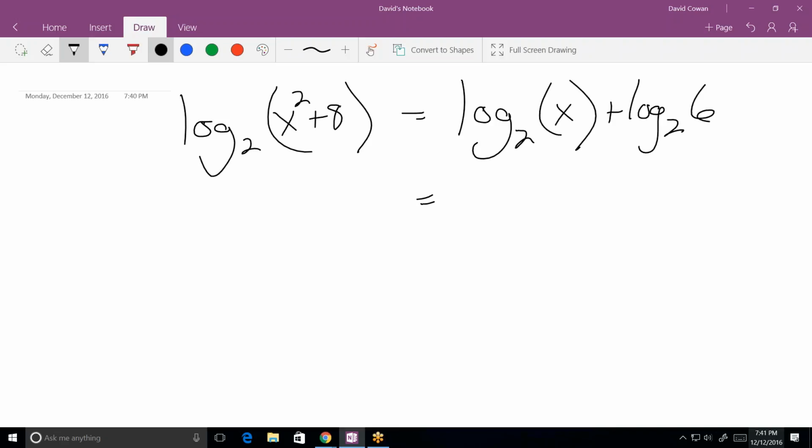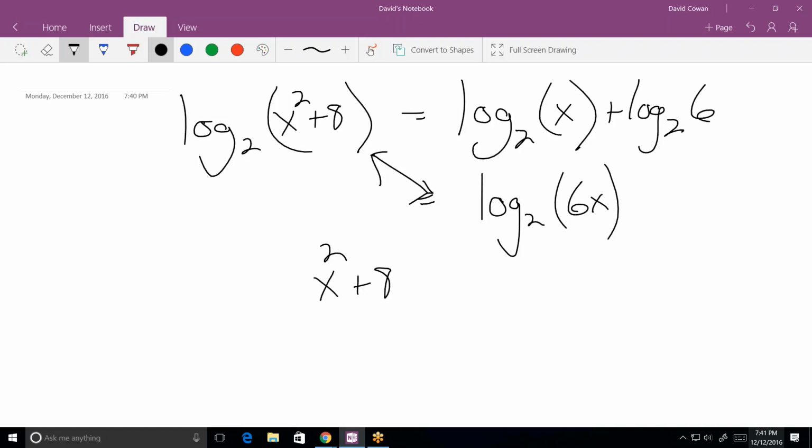We're going to have to consolidate the right side. Okay, what does it become? That becomes log base 2 of 6x. Okay. And if that's equal to that, then what can you say? Oh, then we can just drop the logs again. Right. So we've got x squared plus 8 equals 6x. Let's solve that. Traditional method.